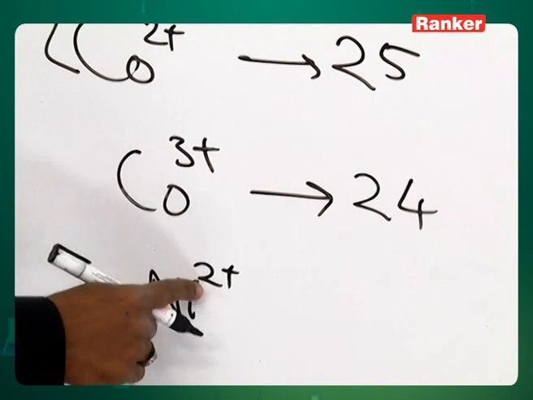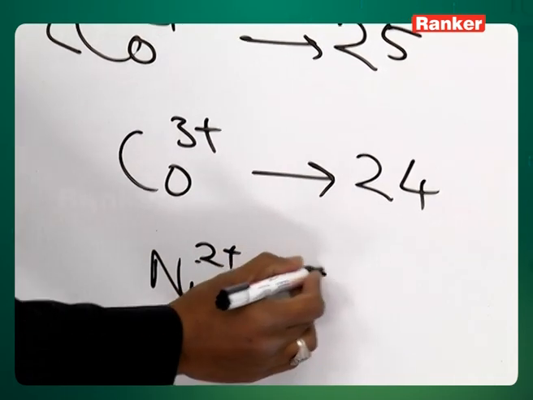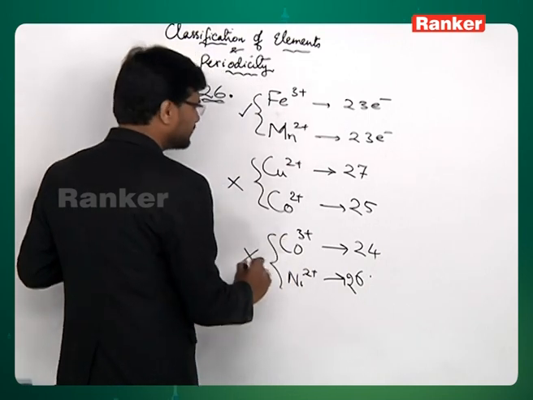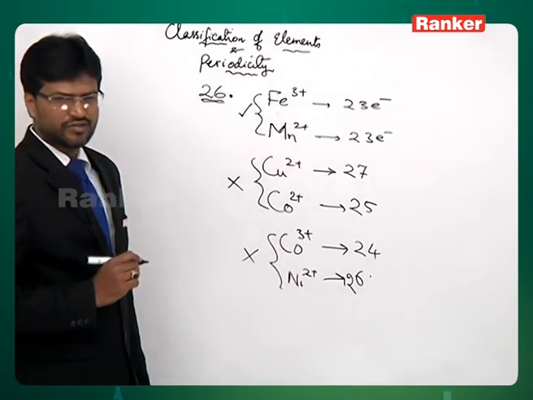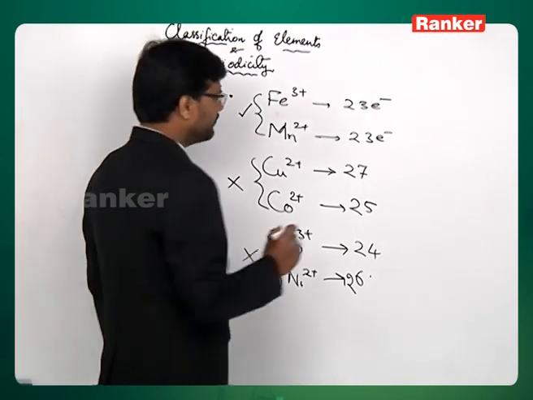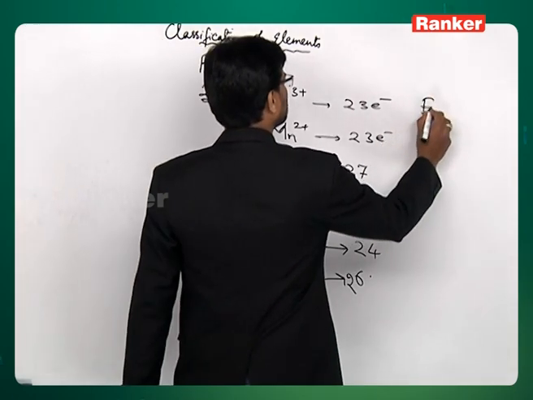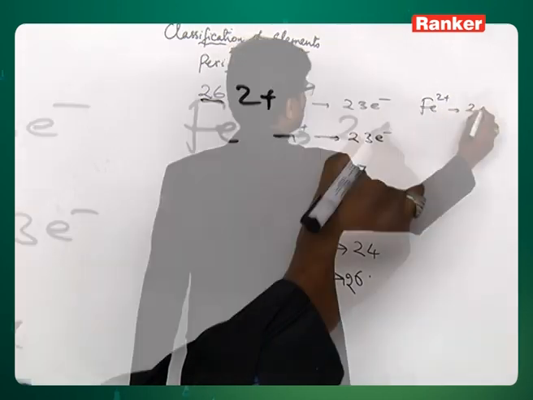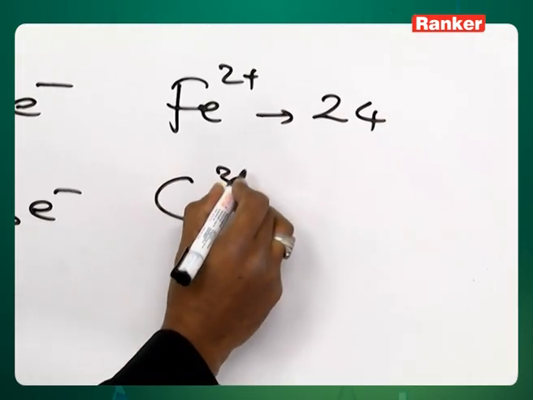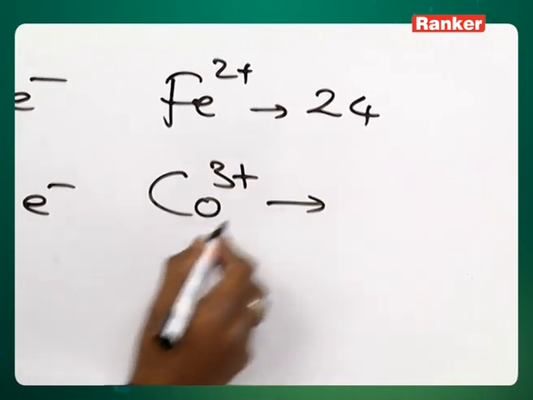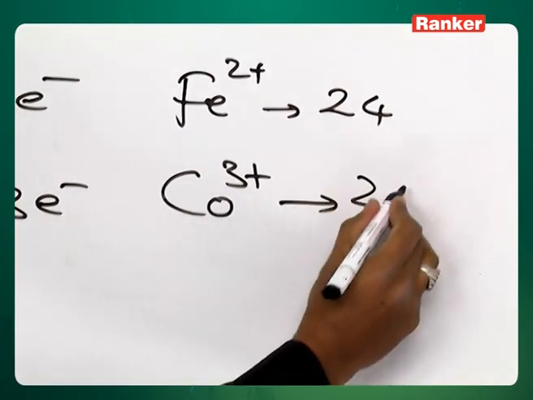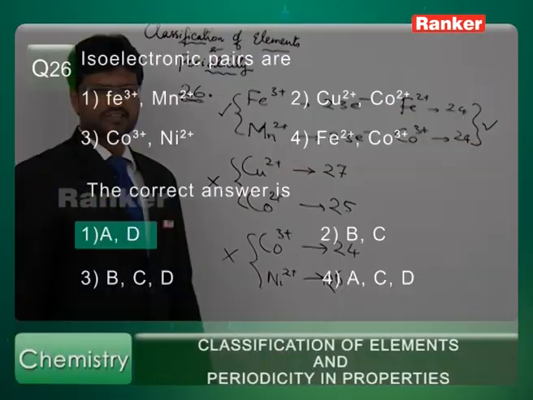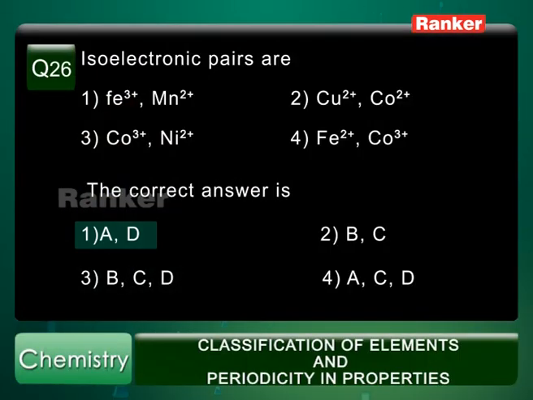Ni2+ is 28 minus 2, that comes to 26. So this is also not a case of isoelectronic ions. Then you have ferrous. Ferrous is 26 minus 2, that comes to 24. Cobalt 3+ is 27 minus 3, again it comes to 24. This is an isoelectronic pair. So the correct answer is first option, AD.